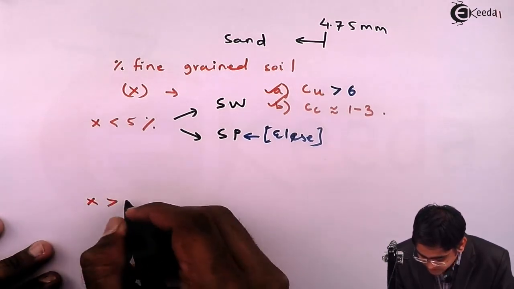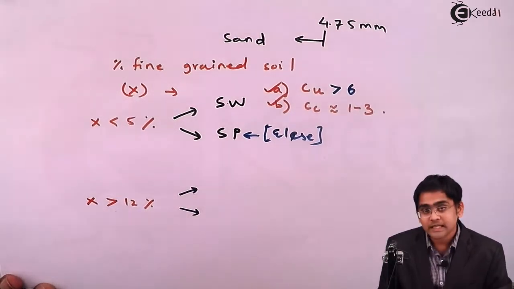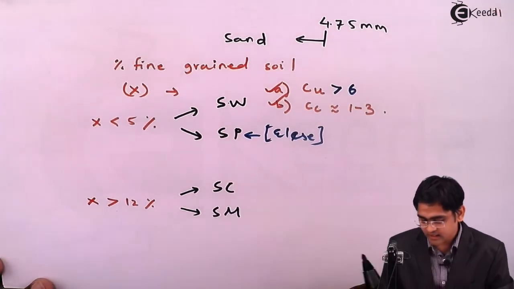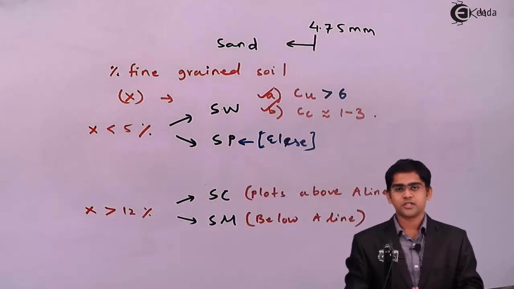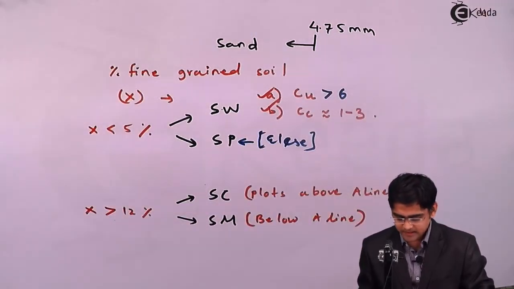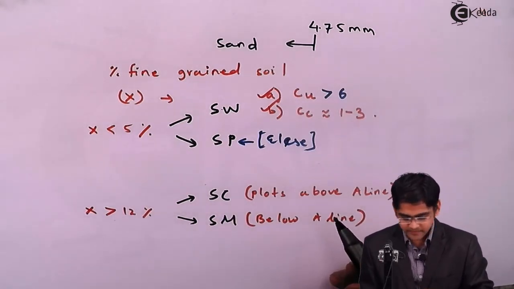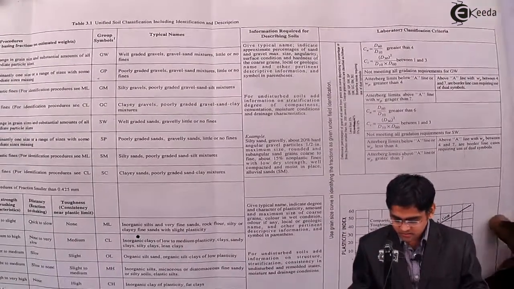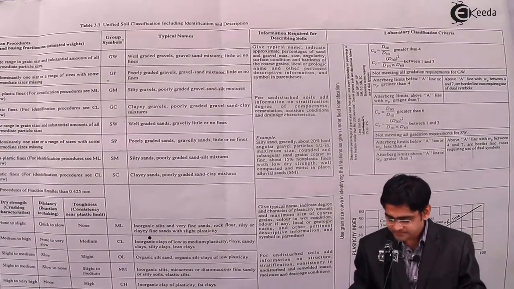And similarly, this sub-classification is the same. If you get X greater than 12%, then you need to do the plastic limit test and liquid limit test. Based on that, we have clayey sand and silty sand. Continuation to soil classification: if it plots above the A line, then it's a clay. If it plots below the A line, then it is a silt. So the same way here, from this table, if it is plotting above, it's clay, and if it's plotting below, that means it's a silt.